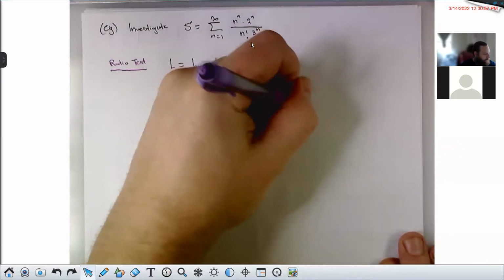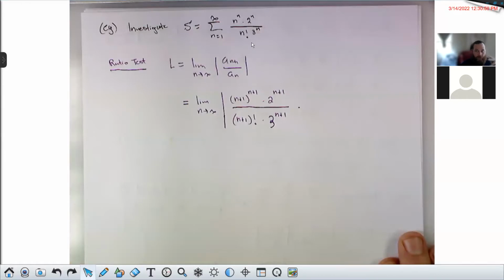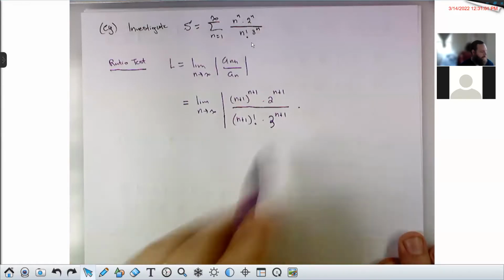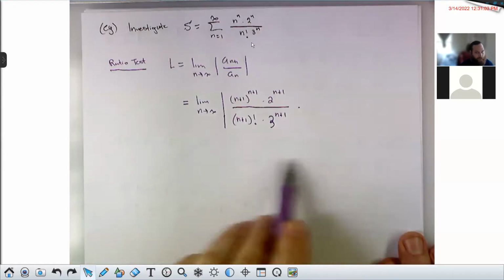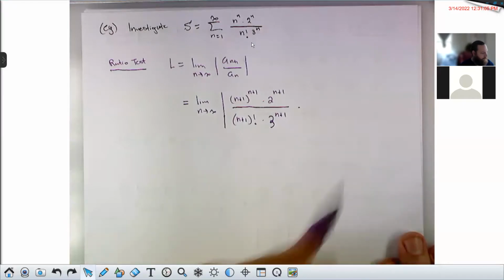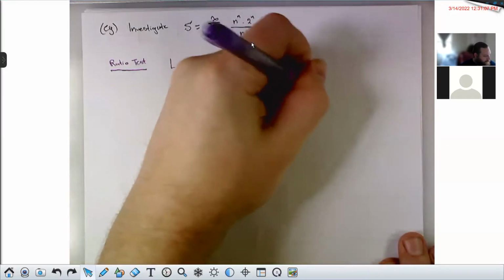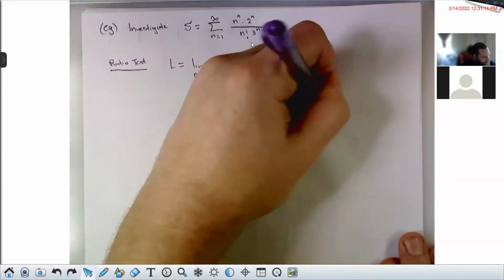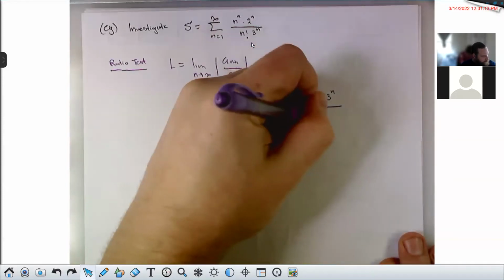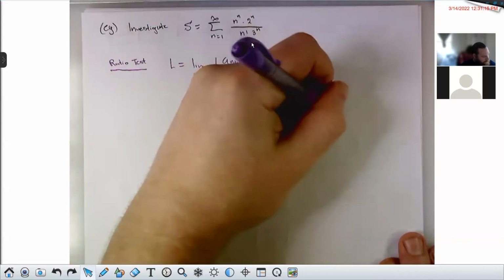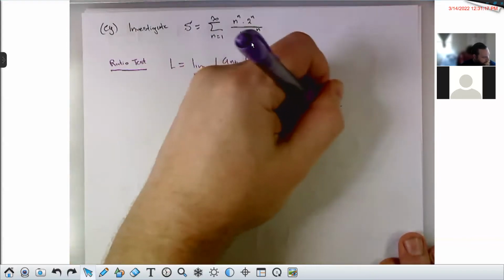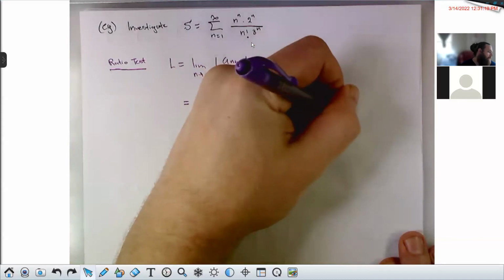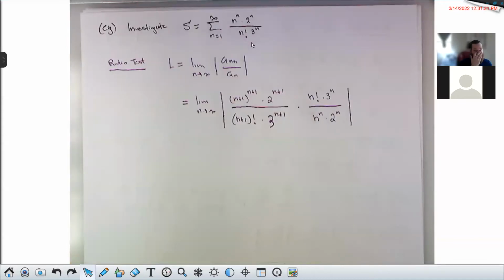And we need to multiply this by the reciprocal of a sub n. We're going to flip over a sub n. So instead of writing a big fraction and divided by, I'm just going to flip and multiply here. So I've got my n factorial times 3 to the n over n to the n times 2 to the n. There's my ratio test limit.